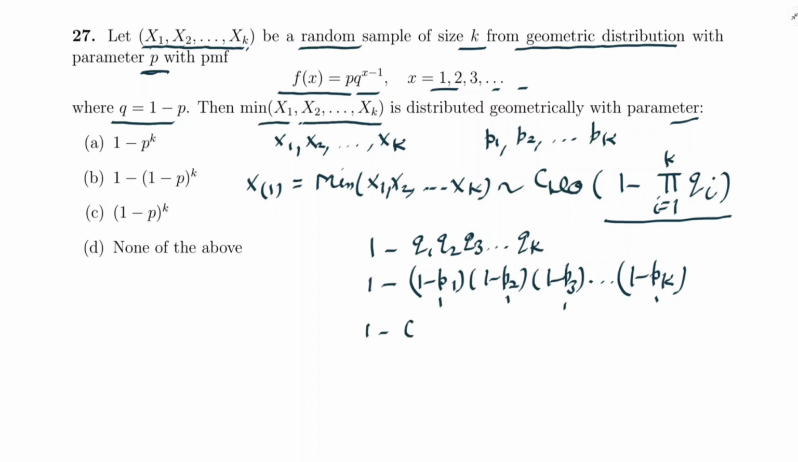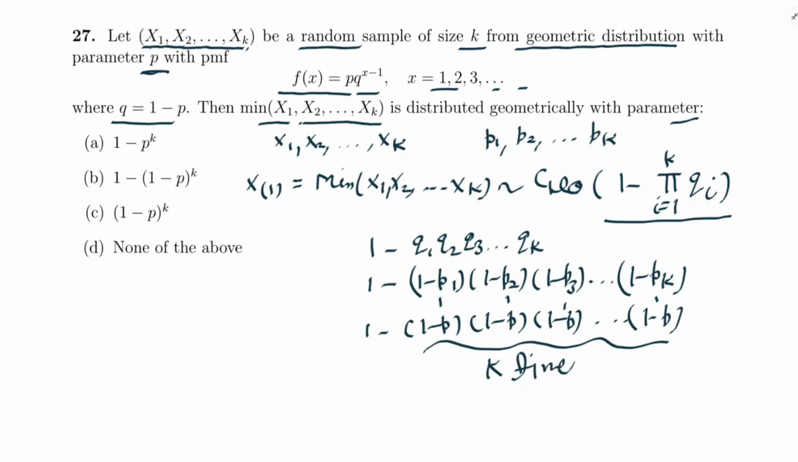So we can write it as 1 minus p into 1 minus p into 1 minus p and 1 minus p. So the product is taken k times. So we can write it as 1 minus p to the power k. So the distribution of the minimum of k geometric random variables is also distributed as geometric with parameter 1 minus (1 minus p) to the power k. So option B is correct.